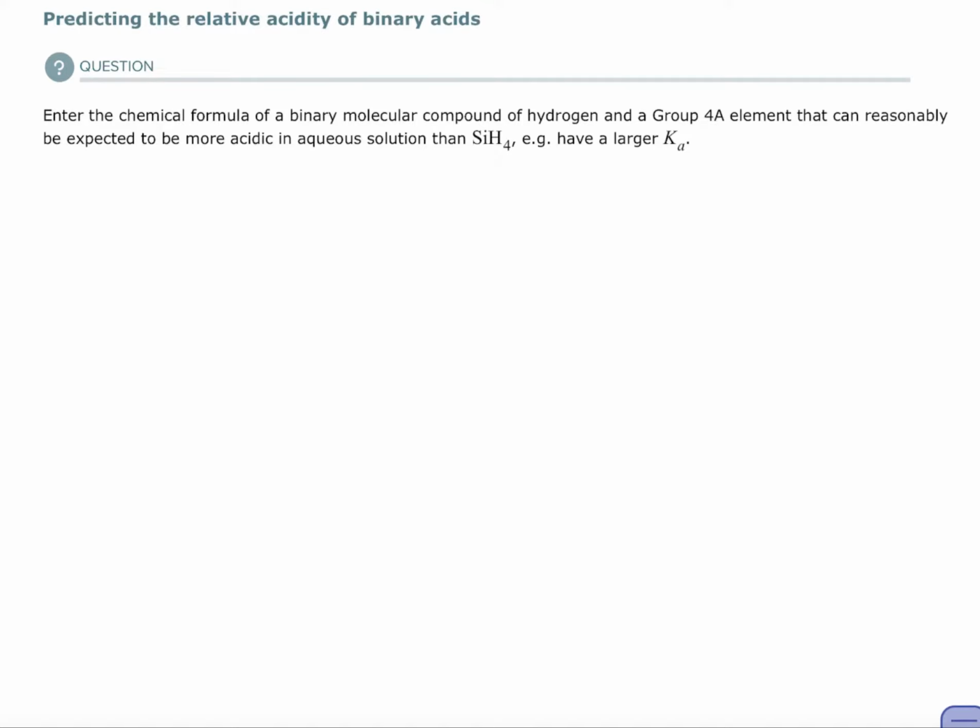Predicting the relative acidity of a binary acid. Well, if you remember, an acid is something that's going to donate a proton, and that proton is bound to the rest of that molecule. There's a bond with a bond strength, and if you're going to donate that proton, that bond energy has to be broken.